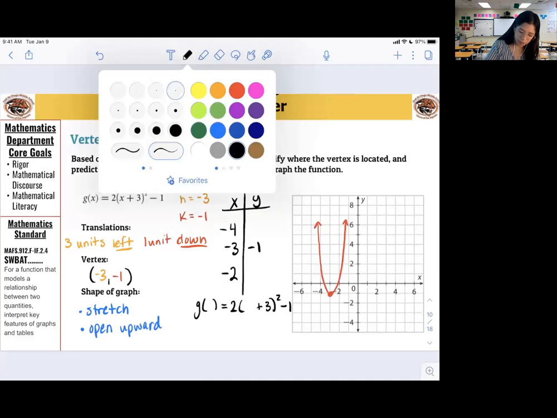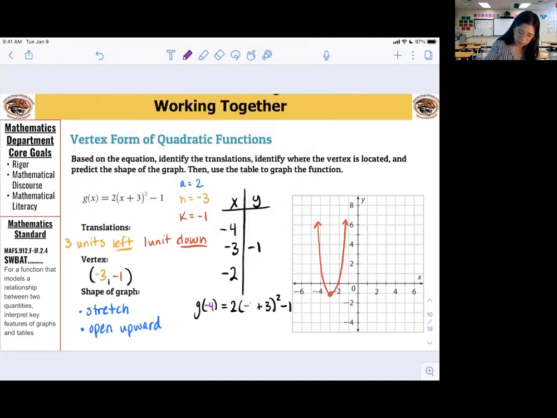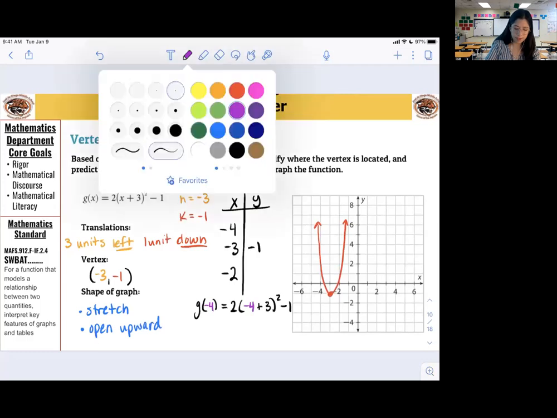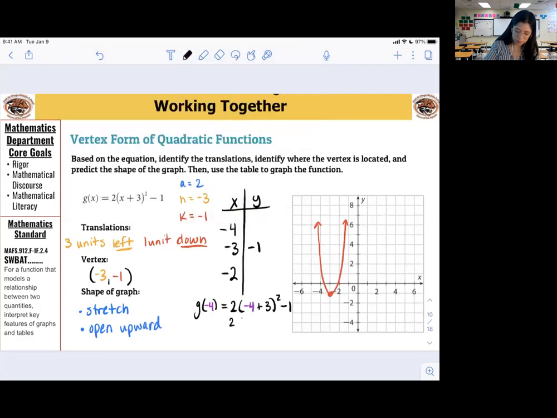Plugging in -4. All right, parentheses first. -4 plus 3 is -1. -1 squared is +1. So 2 times 1 is 2, and then 2 minus 1 is 1.